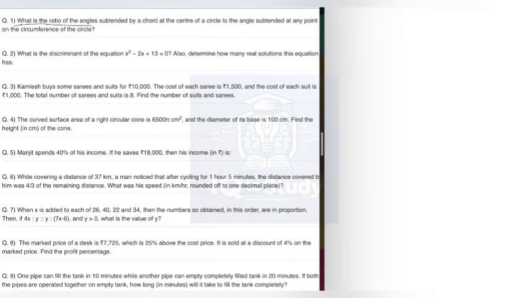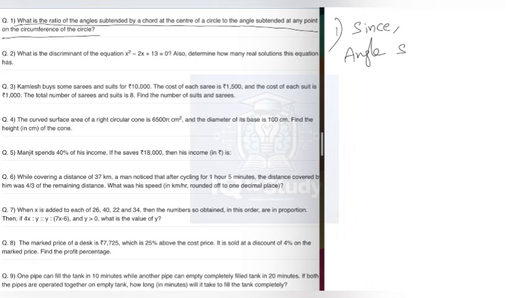What is the ratio of the angle subtended by a chord at the center of a circle to the angle subtended at any point on the circumference of the circle? We know that angle subtended at the center is equal to twice the angle subtended at the circumference.